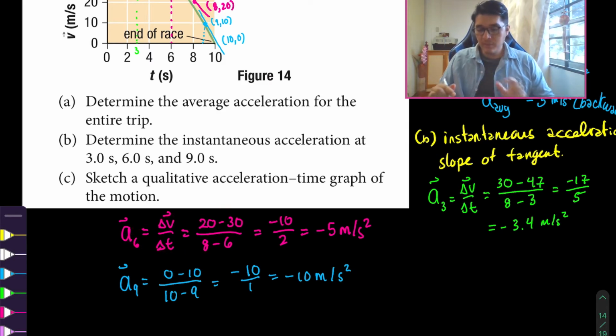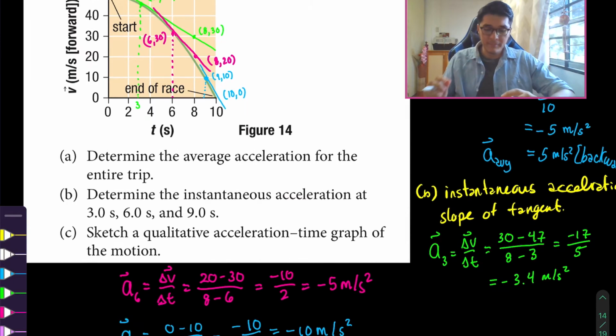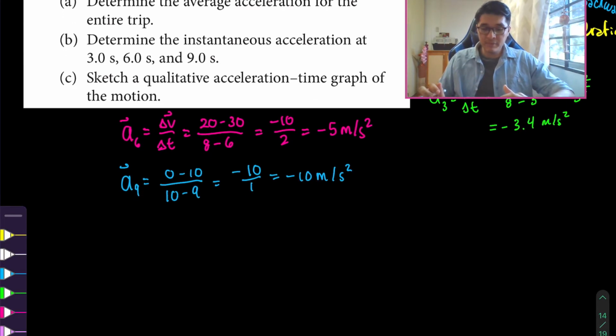So these are the three instantaneous accelerations, and we just found them by taking the slope of the tangent, by approximating tangent lines. So your values are going to be different than mine, but the sign should be the same, and the magnitude should be more or less within one or two values of what I got. So this shouldn't be so different. And for part C, they want us to sketch a qualitative acceleration time graph of the motion.